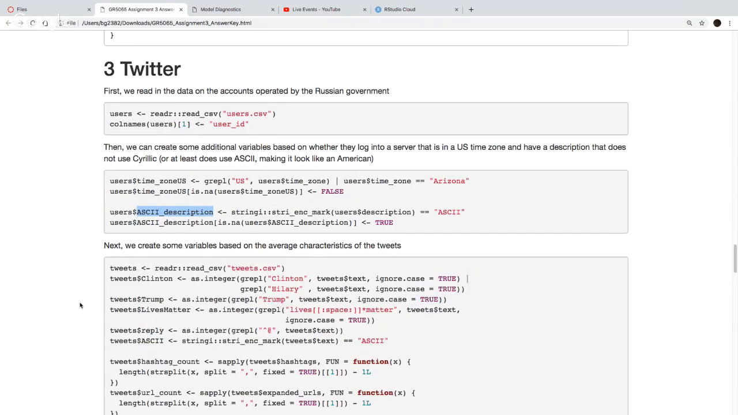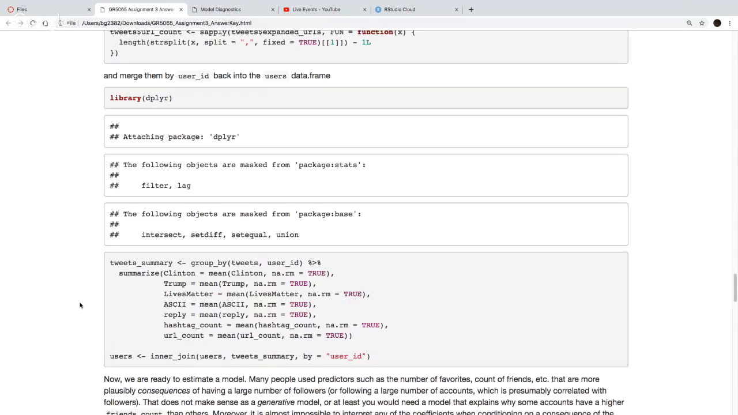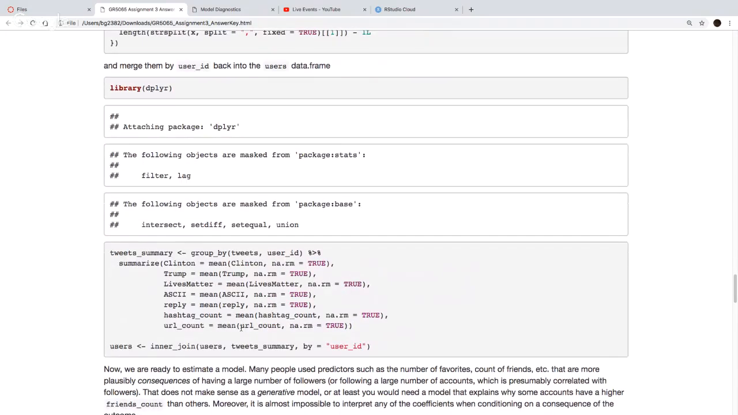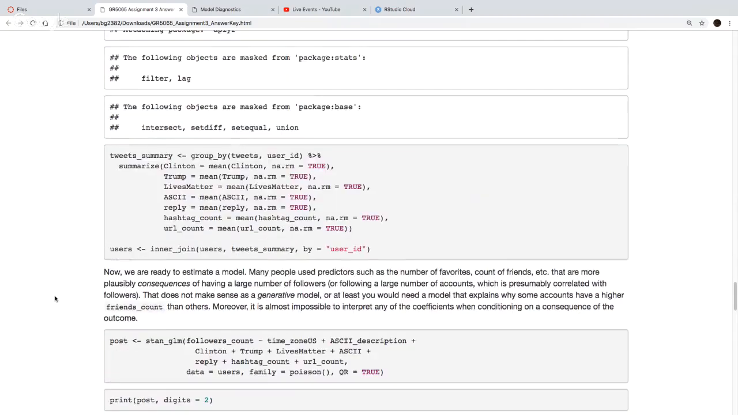So we can create those variables and then use dplyr to calculate the average number of tweets people have that have this or that characteristic, and then merge it back into the users' data by user ID to get some additional predictors that we can use. So we're ready to estimate a model now.